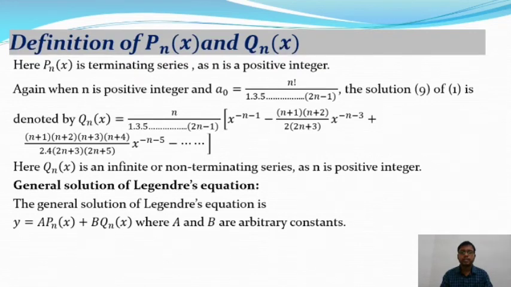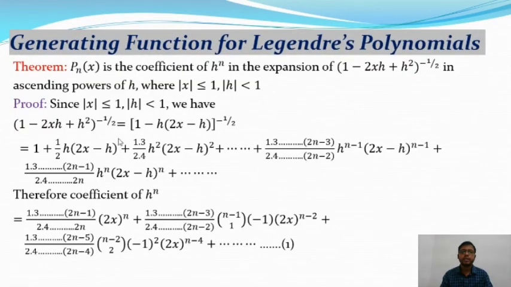After that we are going to the next part of the Legendre function, and this is actually the generating function of Legendre polynomials. There is a theorem on the generating function for Legendre polynomials. Pn of x is the coefficient of h to the power n in the expansion of 1 minus 2xh plus h square whole to the power minus half in ascending power of h, where modulus of x is less than or equal to 1, modulus of h is less than 1.